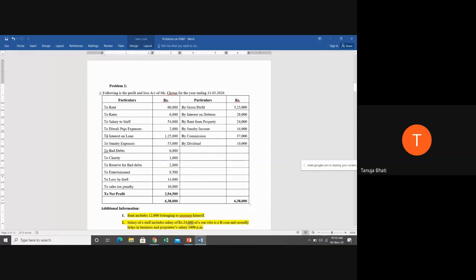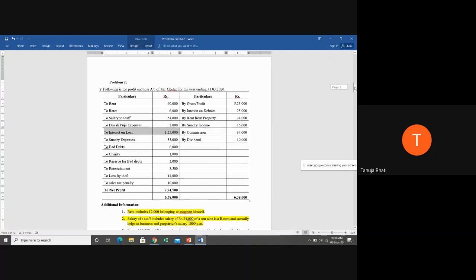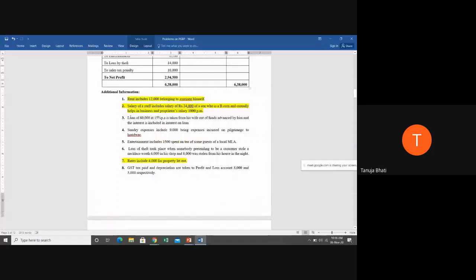Next, to interest on loan is how much? 1,25,000. Actually, for interest on loan, if you don't see the additional information, you will consider it as a loan taken for business purpose. But just to support your answer, you need to check the additional information to see if any information about interest on loan is given.